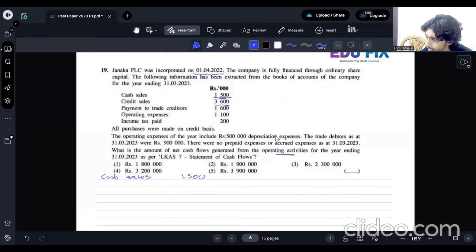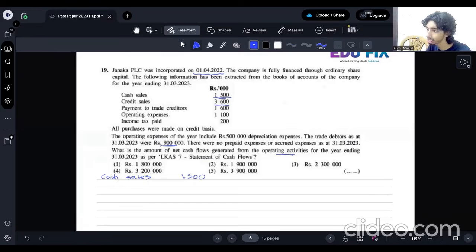Now see, your credit sale amount is 3,600 and your closing debtor amount they have given as 900. That means how much have your debtor paid during the year? There won't be any opening debtor because it's a newly started business. During the year, you have made a credit sale of 3,600 and the closing debtor balance is 900.